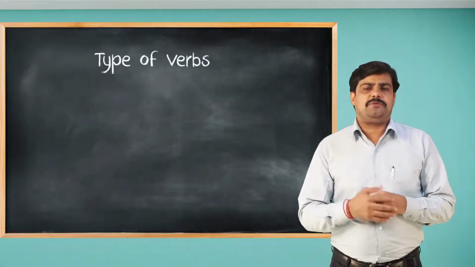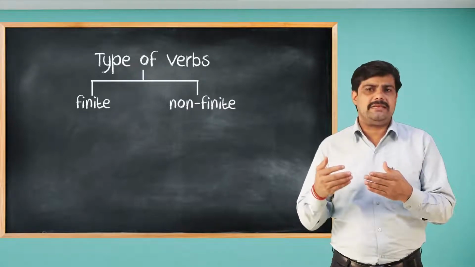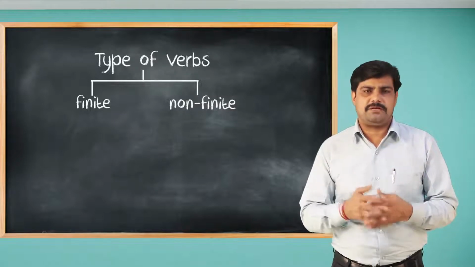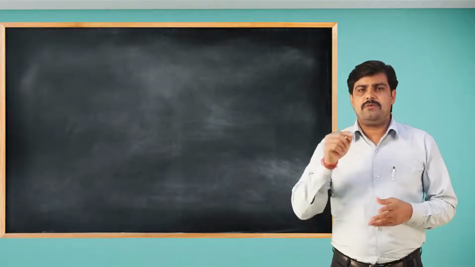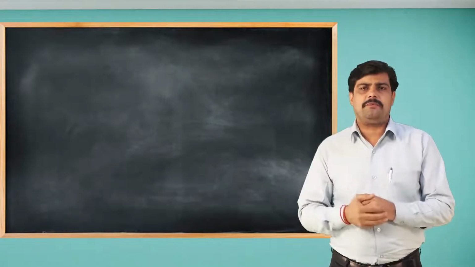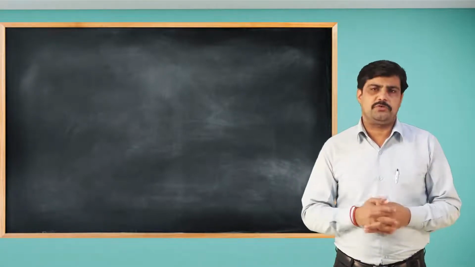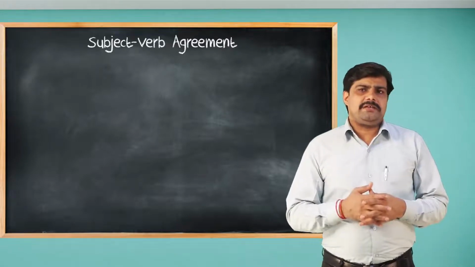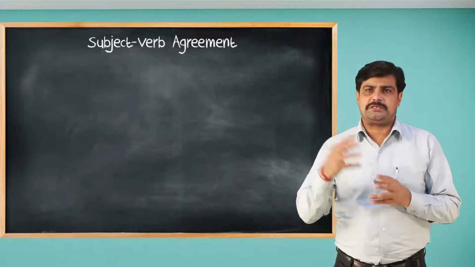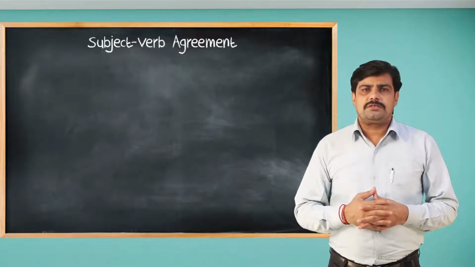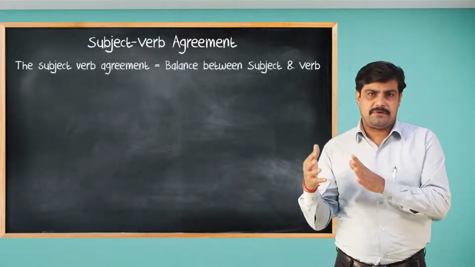There are mainly two types of verbs in English, finite and non-finite. Finite verbs change when there is a change in the number of the person. So we use the SSPP formula for them. A singular subject requires a singular verb and a plural subject requires a plural verb, and there is no exception to this rule. Subject-verb agreement is also a very important part of verbs. In this lecture, we will also discuss this part. Subject-verb agreement means balance between subject and verb.